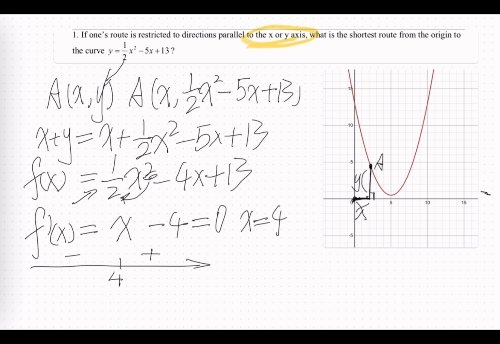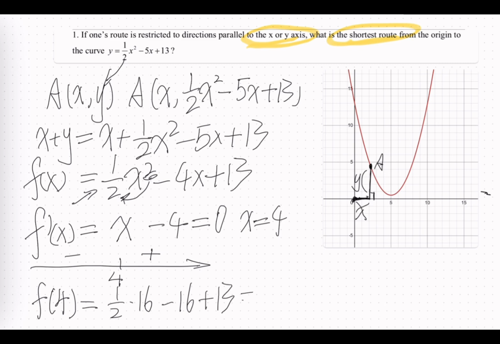So it is asking for the shortest route. So we're asked to find x plus y, right? So let's finally plug x equals 4 back in. So f(4) equals a half times 16, which is 4 squared, minus 16 plus 13, which is 5, right? So the final shortest distance will be 5. Do you get it correct?